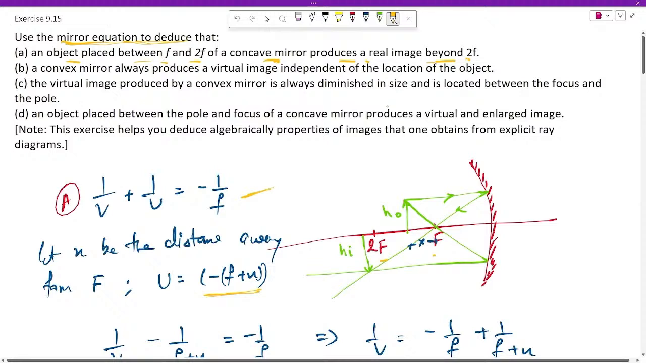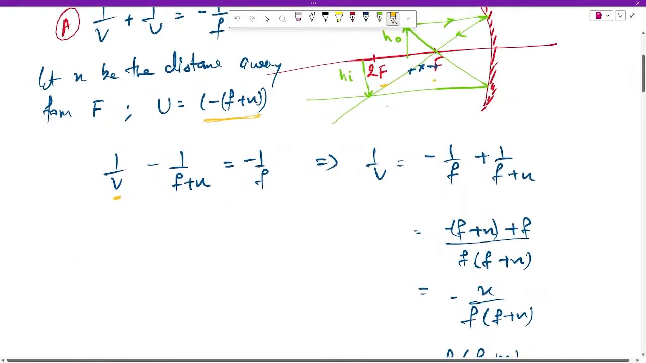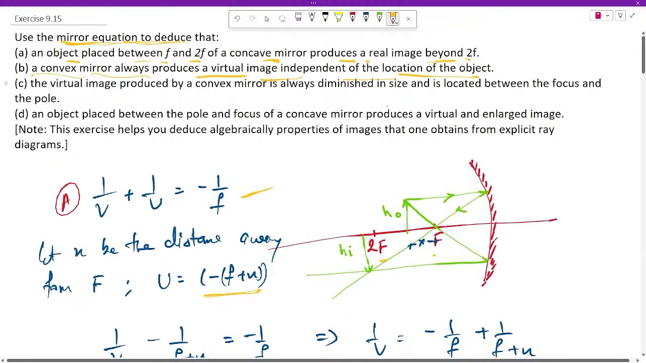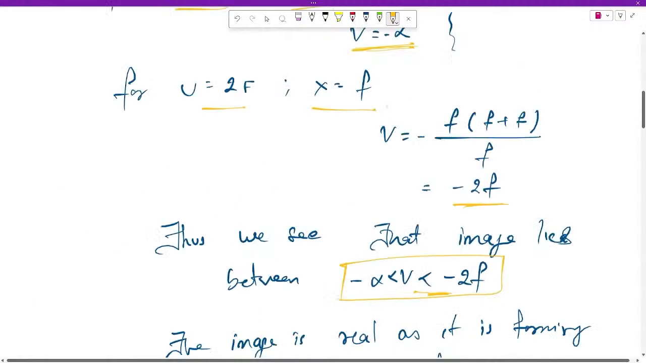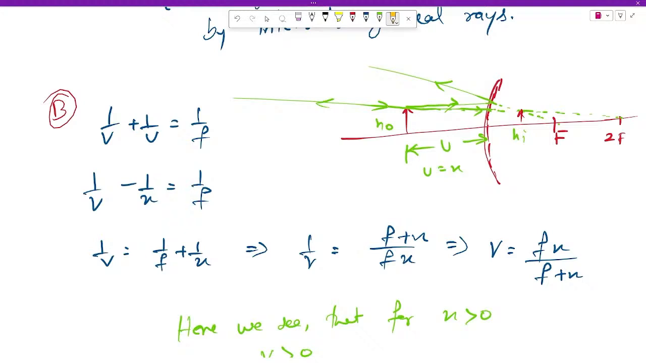The second question, question B, was: a convex mirror always produces a virtual image independent of the location of the object. So here we have been given a convex mirror and we have to prove that it will always produce a virtual image irrespective of the position of the object. So here I have assumed again the magnitude of u as x. So using sign convention, we can write u as minus x.